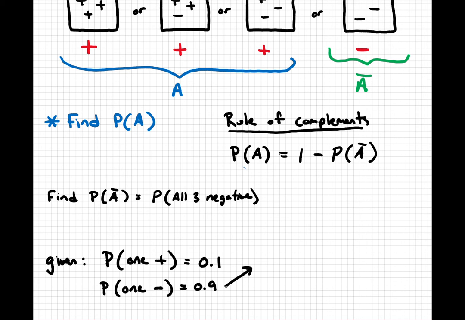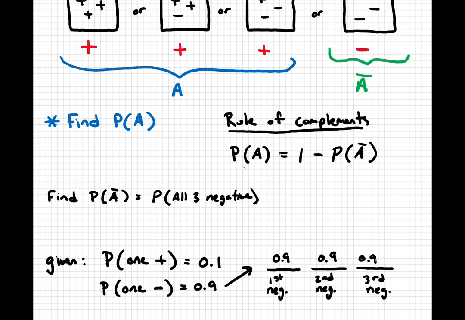So we could use that, and the probability that the first person is negative, well, that's 0.9. For any single test, it's a 10% chance of positive, 90% chance of negative. So the first person being negative is 0.9. The second person being negative is also 0.9. And the probability that the third person by themselves is negative is also 0.9.